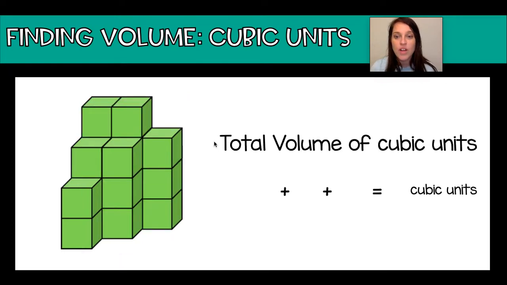To find the total volume of these cubic units, we're going to add the cubes from the front layer, cubes from the middle layer, and cubes from the very back layer to get a total of 19 cubic units. It's really important to add that cubic units in there. If I just said 19, I wouldn't know if I was measuring in inches, feet, cubic units. You got to be very specific when it comes to that.